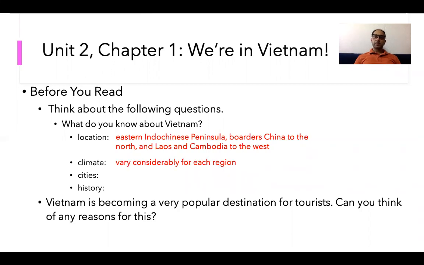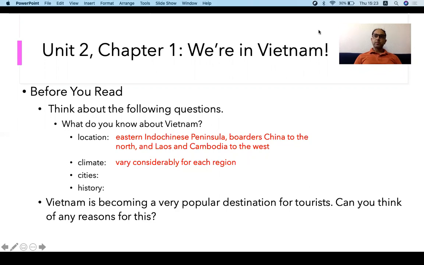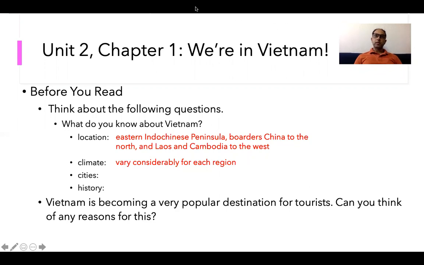Climate. The climate varies. Vary means something changes. So note down the spelling V-A-R-Y and V-E-R-Y. V-E-R-Y is, for example, I like something very much. But V-A-R-Y means something that changes all the time. So remember this word, okay? Vary means something that is changing all the time. Vary considerably for each region. So different regions of Vietnam have different types of climates. Main cities: Hanoi, Ho Chi Minh, and there are so many other cities as well.